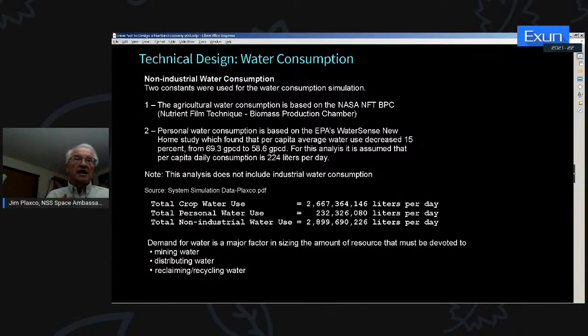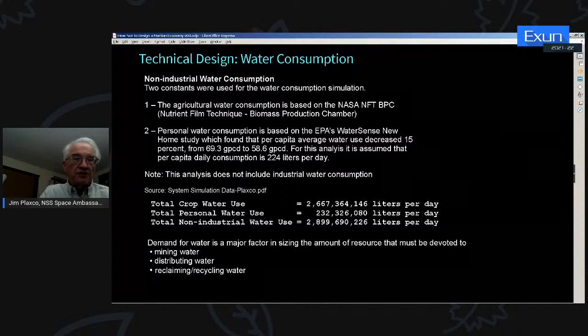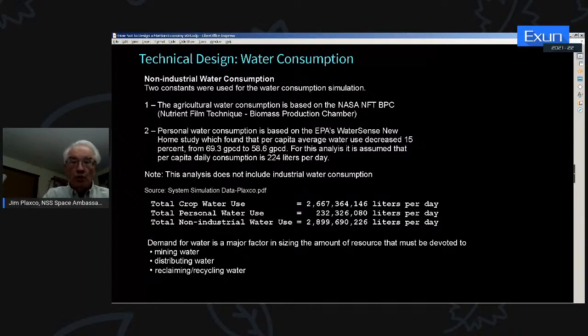Another technical design component that was a big one is the water consumption. Now, it's a major component when it comes to sizing the amount of resource that must be devoted to mining water, storing water, distributing water, and reclaiming water. Now, this analysis I did was only for agricultural and personal water use. We didn't make any attempts to model industrial use of water, which will also be very significant.